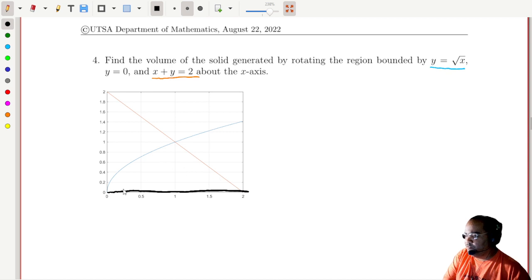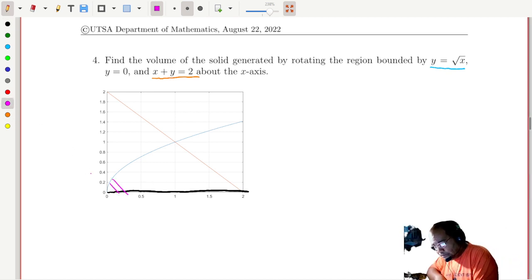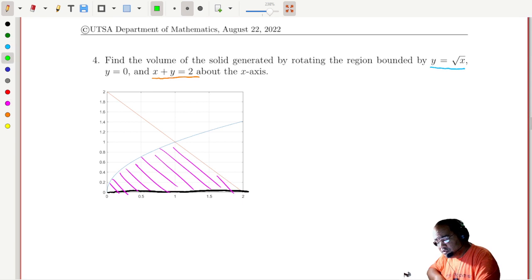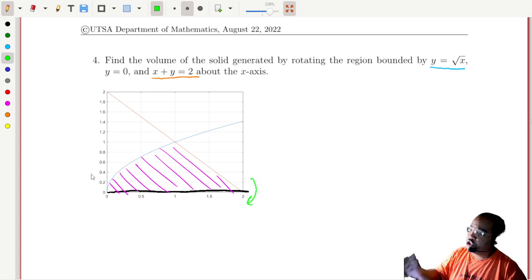So we want the region with those curves as boundaries, so we're clearly going to go in this little bottom part here with the tip pointing up. So let's go ahead and color that part in. And we are going to be rotating around the x-axis. And once again, we want to use the shell method here.